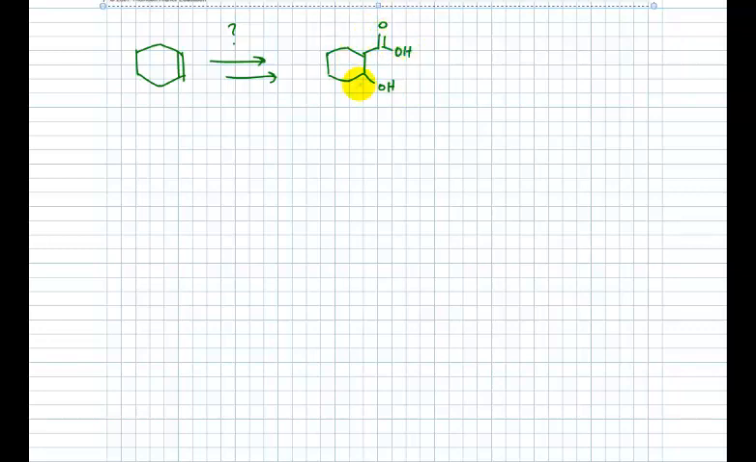So I have a cyclohexane with a C double bond O, OH group attached to one carbon and an OH group attached to the next one. So maybe if you want a little practice doing multi-step synthesis, this one does require the use of a protecting group. If you're doing it at least the way that I'm thinking, there might be another way. So pause me if you want to practice this.